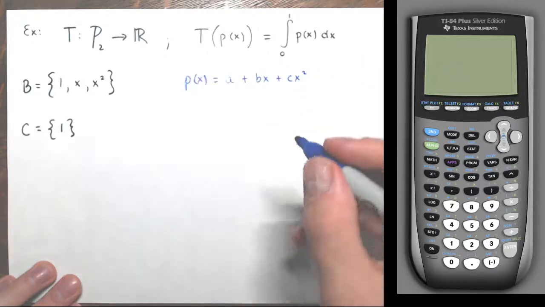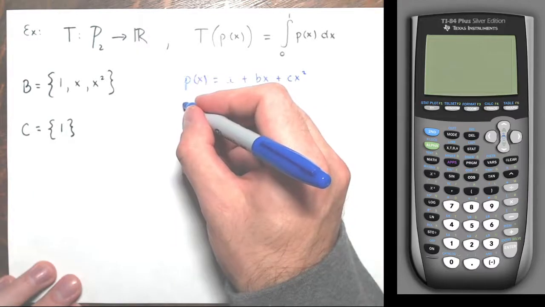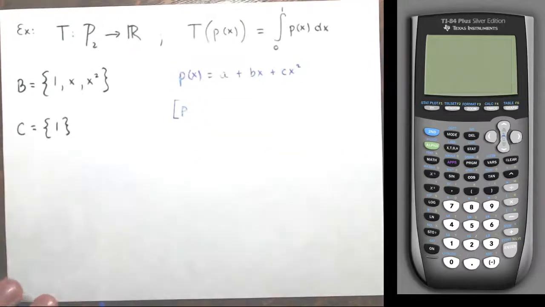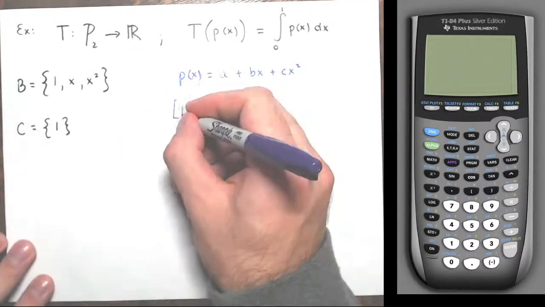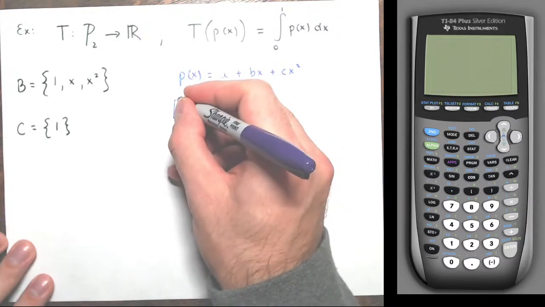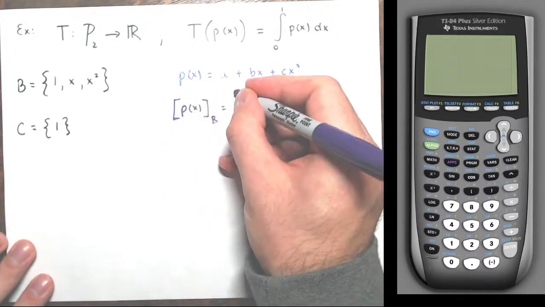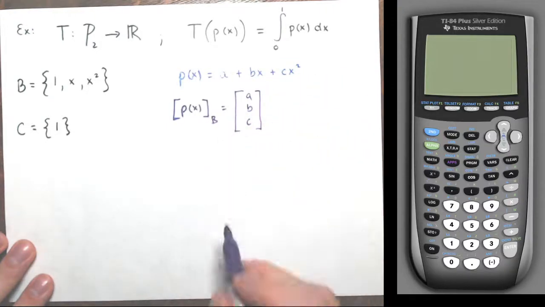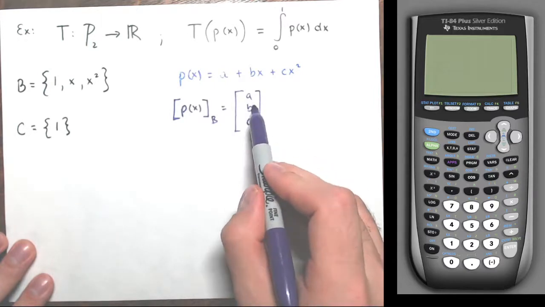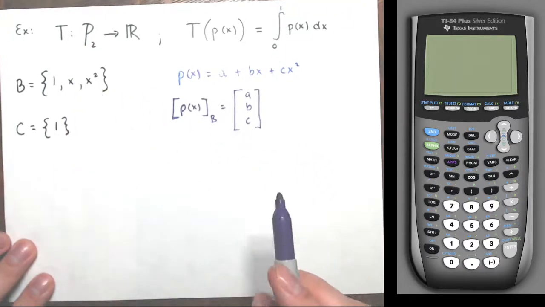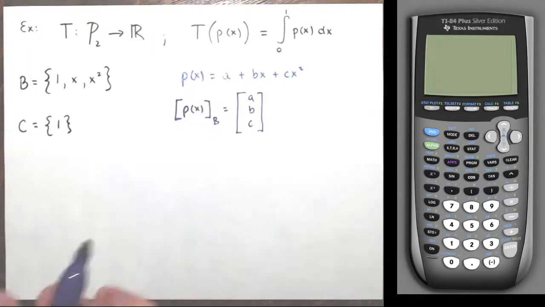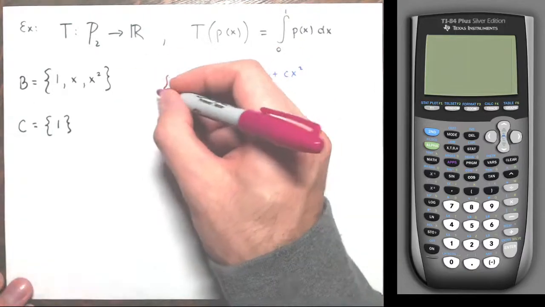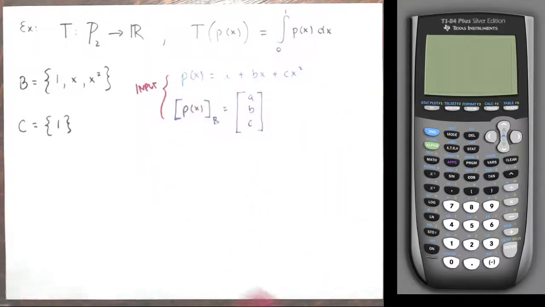All right. Now, what I'm going to do is put that in terms of the coordinates. What are the coordinates of p of x? The coordinates of my input with respect to basis B. So that would be a, b, c, right? And this is with respect to basis B here. So this means a times 1 plus b times x plus c times x squared. Change things to their coordinates with respect to the standard basis. So this is the input. This is all dealt with the input, and then the output.